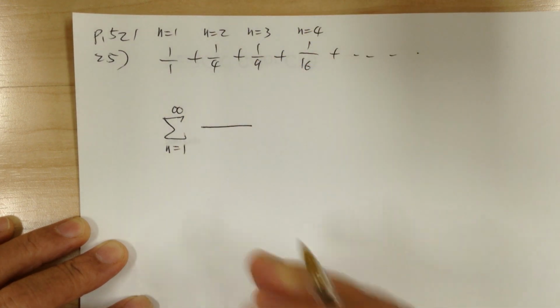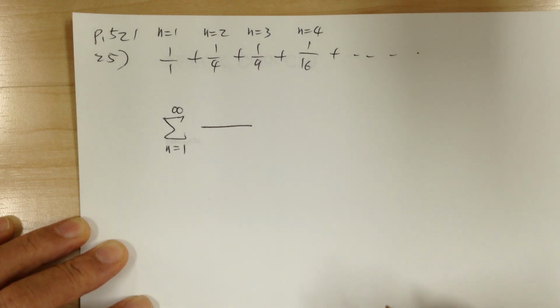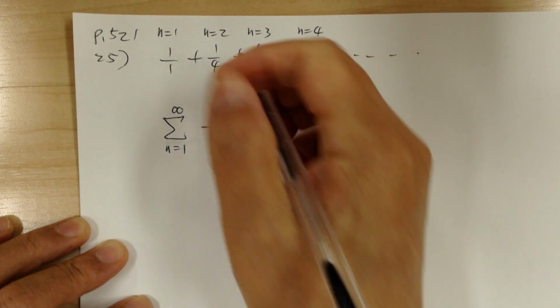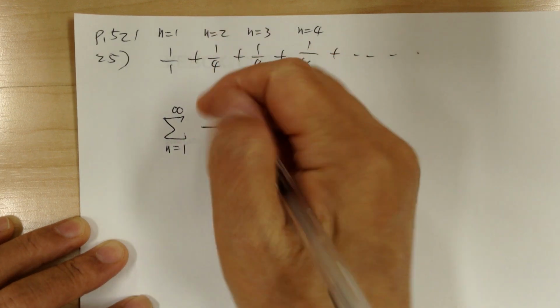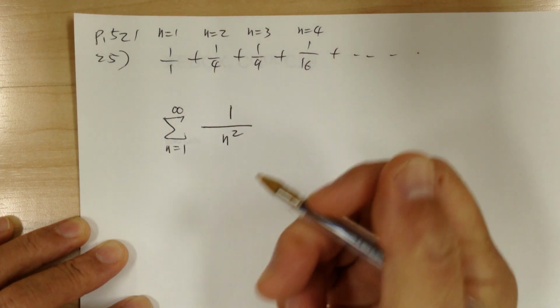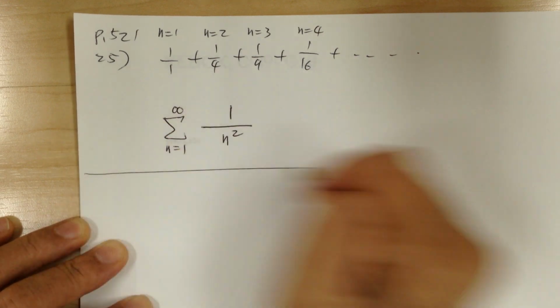When you have a fraction, you do the top and the bottom separately. Notice the top is always equal to 1. On the bottom, notice it's the square of n, so it'd be n squared. And that's it.